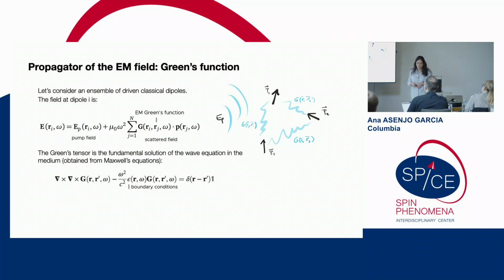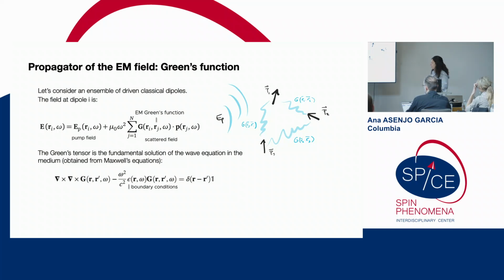To do this properly, I'll give a reference. It's a bit of a hassle, so I'm not going to do it properly. I'm just going to give you some intuition about how to think about it. So the first thing is, let's get rid of quantum mechanics. Let's just think of classical dipoles. Now what I have is a bunch of classical dipoles that are driven. This induces a dipole, and then they scatter the drive field. And so the field at a given particle is the pump field plus the scattered field. And the scattered field, except for some constants, is the dipole of some other particle times the Green's function, which is the propagator of the field, of the interaction between particles.